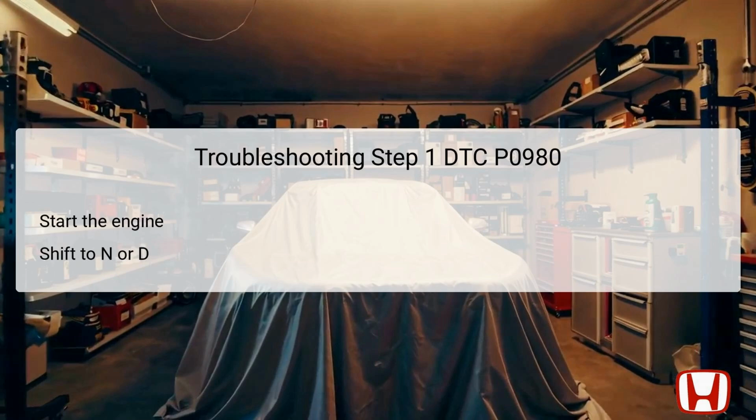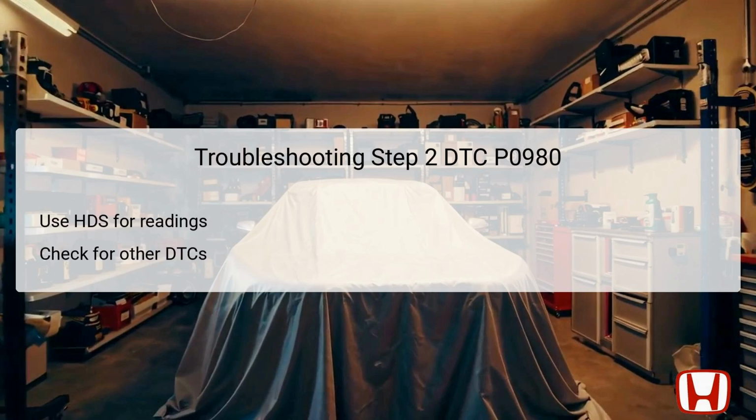The first troubleshooting step for addressing DTC P0980 involves starting the engine of the Honda Accord. Once the engine is running, it is essential to engage the brake pedal and shift the transmission into either the neutral (N) or drive (D) position. This action will enable the vehicle to enter a state where the shift solenoid valve C can be tested for proper operation. Allowing the vehicle to remain in this position for at least 1 second is crucial, as it ensures that the PCM can effectively communicate with the shift solenoid and determine if the necessary hydraulic pressure is being correctly managed. If the vehicle's electrical systems and mechanics are functioning as expected, the subsequent diagnostic tests can proceed smoothly.